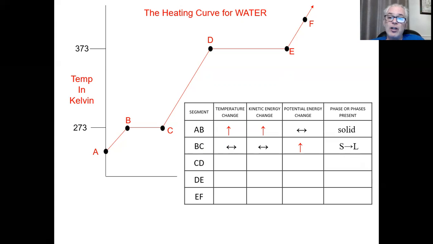Only one energy goes up at a time. And if the temperature is constant and the kinetic energy is constant, and we go from solid to liquid, then the potential energy goes up.